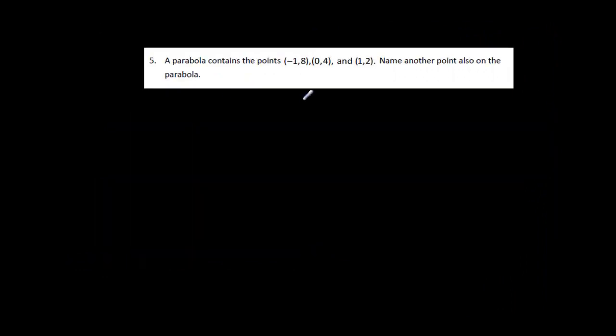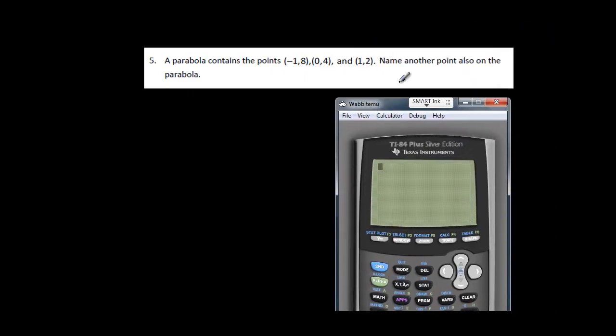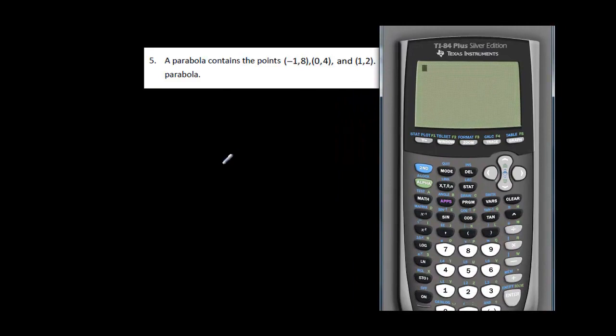Number 5, let's bring in our calculator again. They're saying that a parabola has these 3 points. So what we're going to do is find the function of the quadratic, and then it says name another point on the parabola. I'll show you using the calculator how to get an additional point from here. So let's go back to Stat, Edit. Let's clear out the old x and y values. So clear, Enter, highlight L2, clear, Enter.